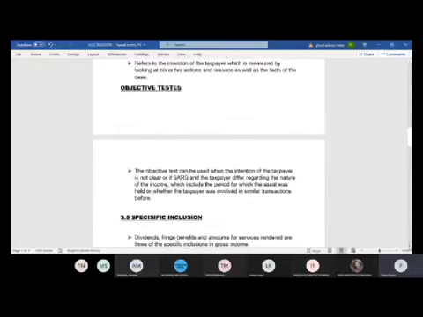But the objective test can be used when the intention of the taxpayer is not clear, or if SARS and the taxpayer differ regarding the nature of the income. It includes the period for which the asset was held, or whether the taxpayer was involved in similar transactions before.